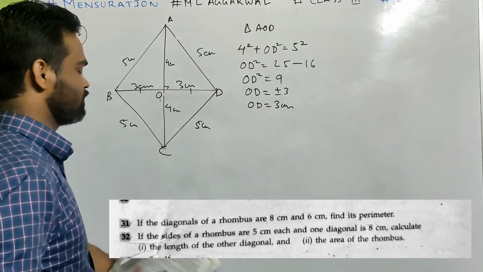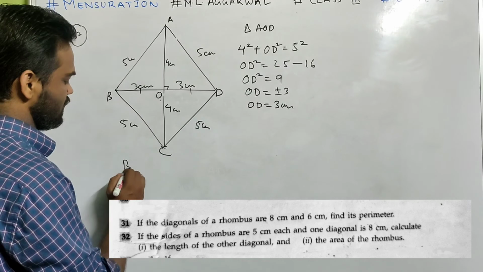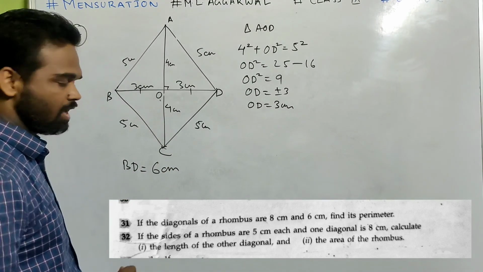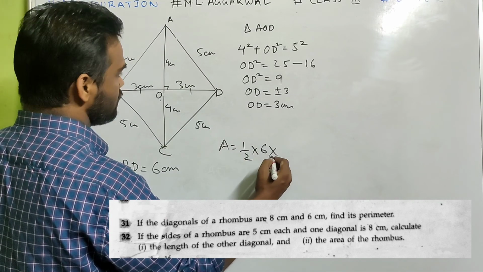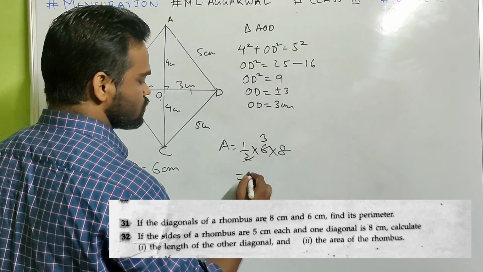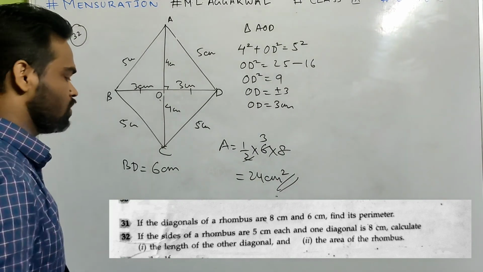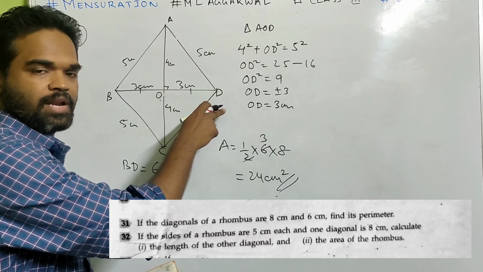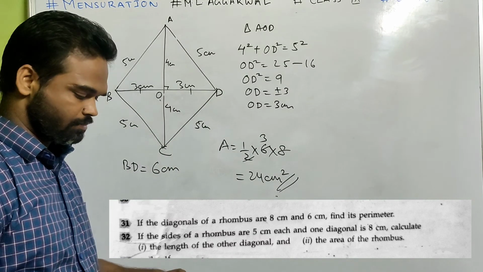Now, what have they asked for? The length of the other diagonal. Oh yeah, BD is what? 3 plus 3, 6 centimeter. Done? And the area. Area is half into D1 into D2. That's half times 8 times 6, which is 24 centimeter square. Done. By Pythagoras theorem we got OD, then double of OD gives you the other diagonal, then area is half into D1 into D2. Done the sum.